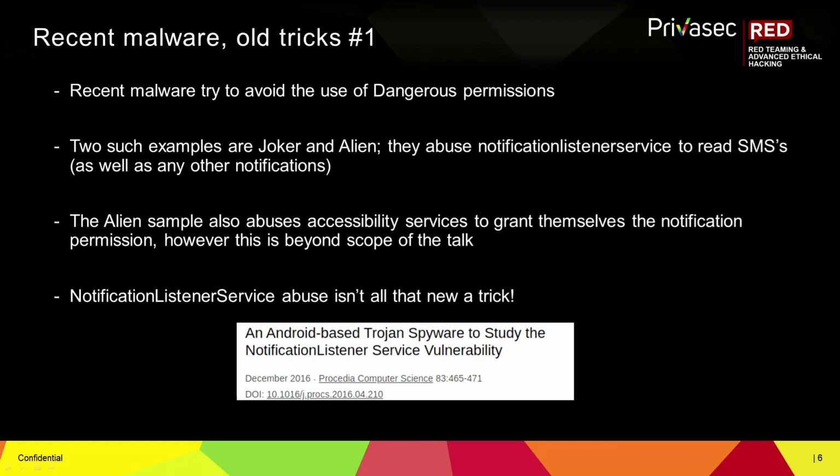This is due to how accessibility services work on Android, and that once an application has this permission, it can actually programmatically interact with the user interface of the Android operating system on the phone. This means that it can obviously then click OK and tick boxes in order to grant itself a permission. But anyway, this is beyond the scope of the talk for now. It's also interesting to note that notification listener service abuse is not a new trick. You can see in the slide here that I've actually included a screenshot of a research paper that was done in December of 2016 and basically discovers how the notification listener service can be used in order to read things like SMSs.